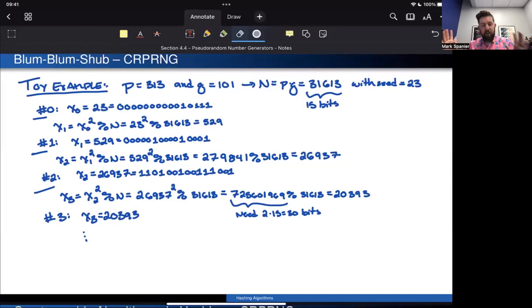So that's where your storage side of things comes in. Even if your modulus is n bits long, when you start working in it, you need enough room to double that, because you're going to spill over and then reduce afterwards. So x3 will be that 26937 squared, which creates a big number, reduce mod n, and that brings you back down to 2393, and then you keep that process going.